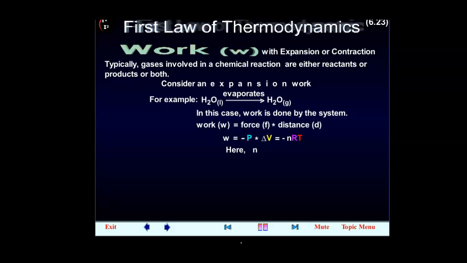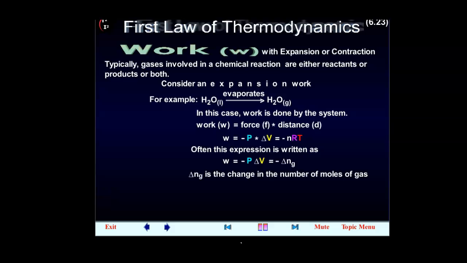Here, N equals moles. R equals gas constant equals 8.31 joules per mole per Kelvin. T equals absolute temperature. Often this expression is written as W equals negative P delta V equals negative delta N sub G RT. Delta N sub G is the change in the number of moles of gas.